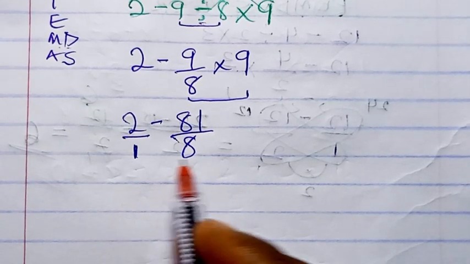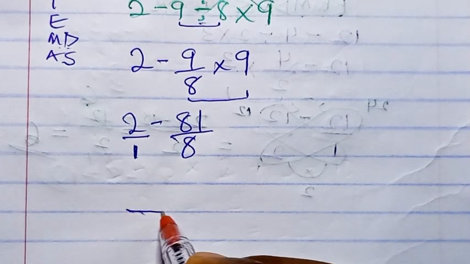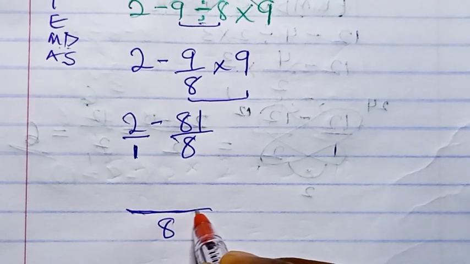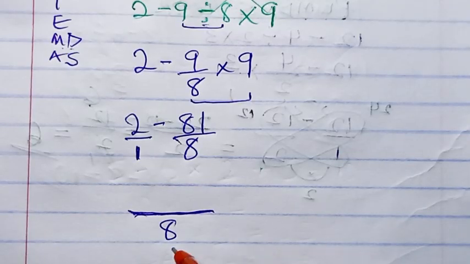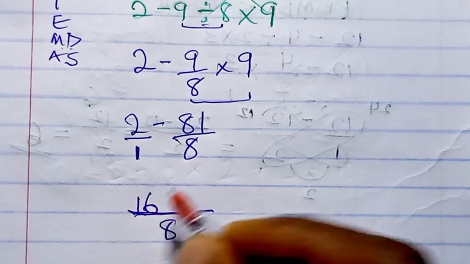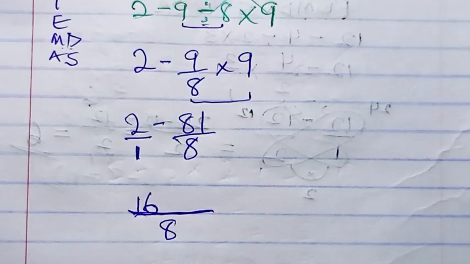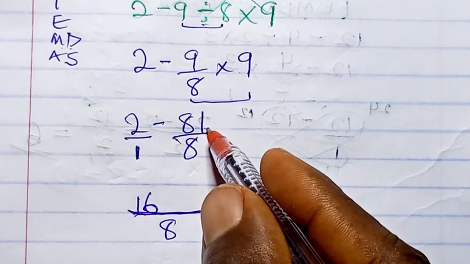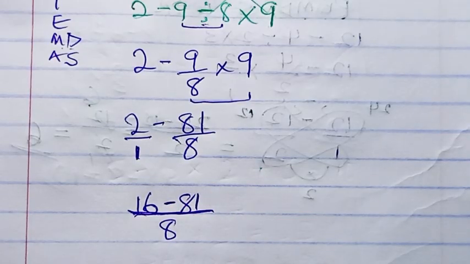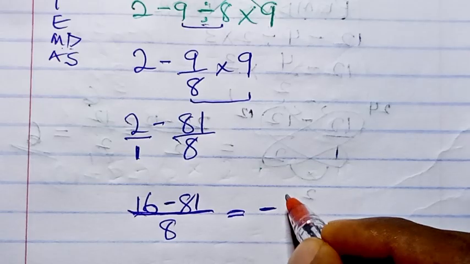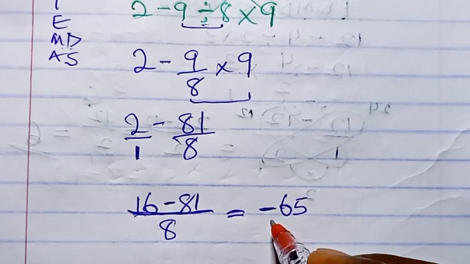Lowest common multiple. So the LCM between 1 and 8 is 8. So you draw your division line here. 8 divided by 1 is 8. 8 times 2 is going to give us 16. 8 divided by 8 is 1. 1 times 81 is going to give us 81. So put your subtraction sign here. So this is equals to what? 16 minus 81 is going to give us minus 65 over 8.